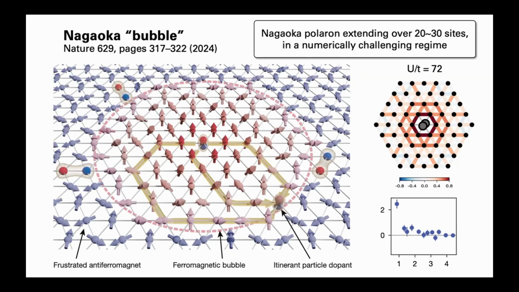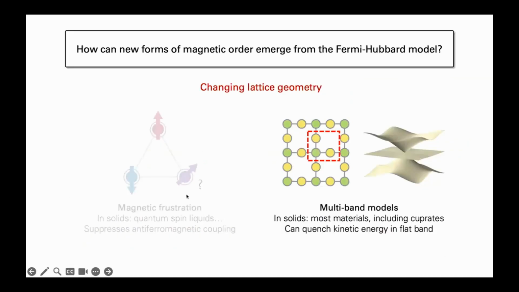Good. So this is Nagaoka magnetism, but let's look at a different situation now. Can we program more complicated lattice structures to realize multi-band models?